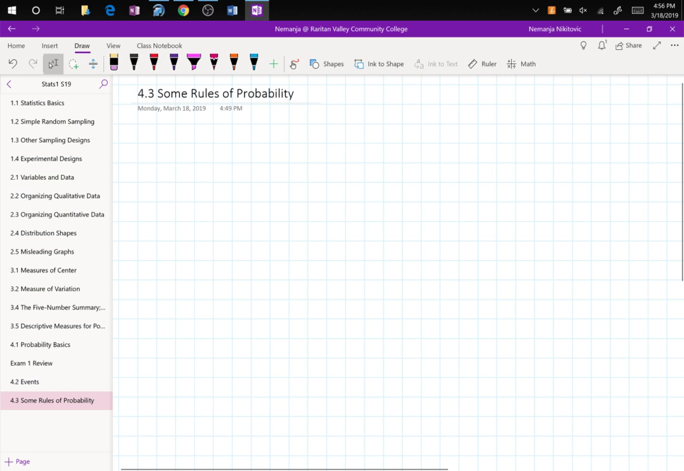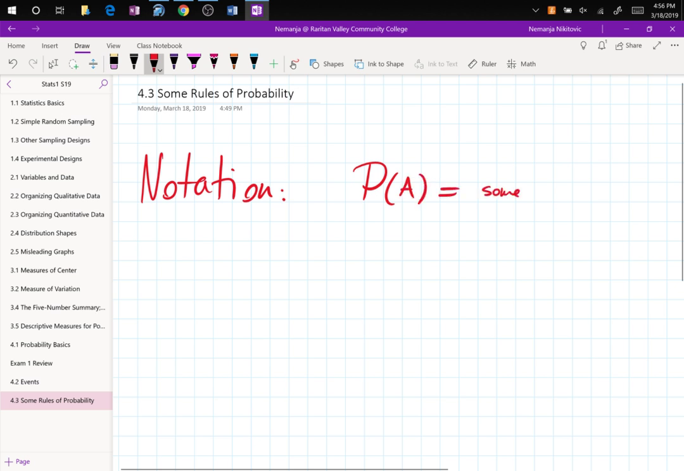First off is the notation. The probability of an event A is equal to some number between 0 and 1. If it's 0, the probability of the event happening is 0. And if it's 1, then the event will happen with certainty.